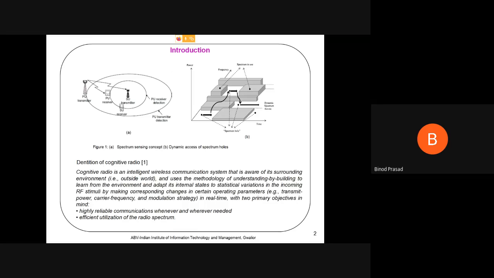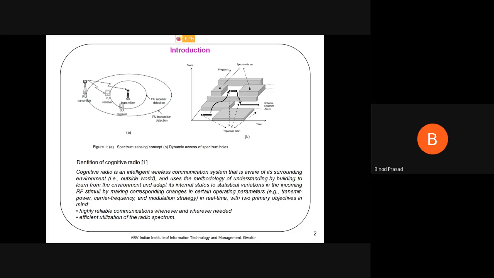The SU transmitter transmits in the same band, but the PU receiver is outside its range. So the SU transmits with limited power, and that power is not going to harm the PU receiver, because the PU receiver would otherwise get interfered with. This is a boundary where the SU transmitter must evaluate the transmit power it should use so that it does not harm the PU receiver. This is one of the conceptual views.